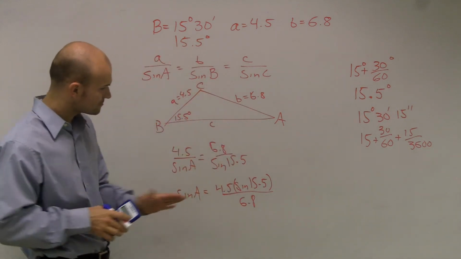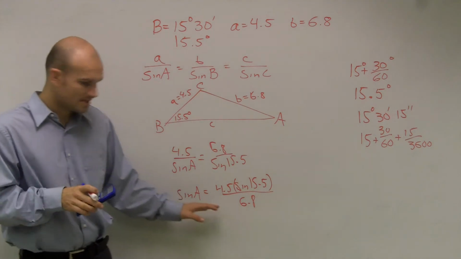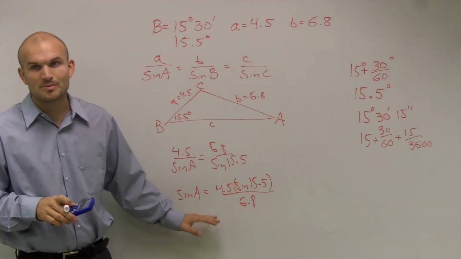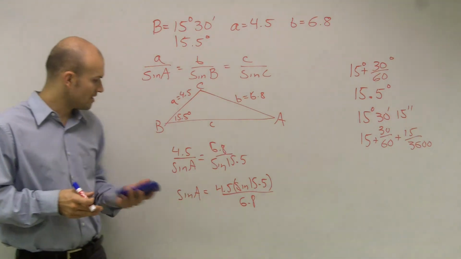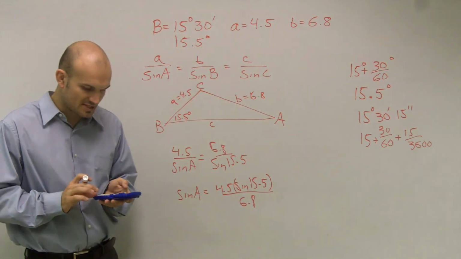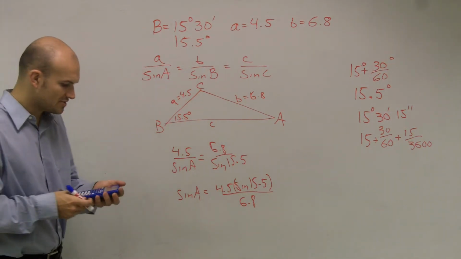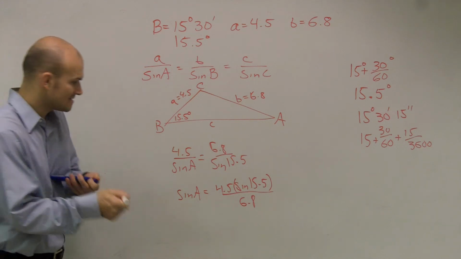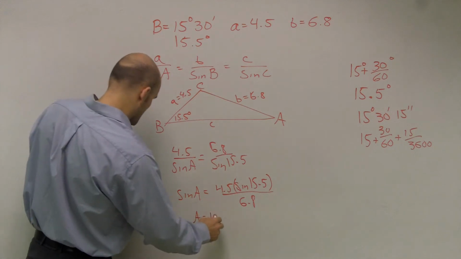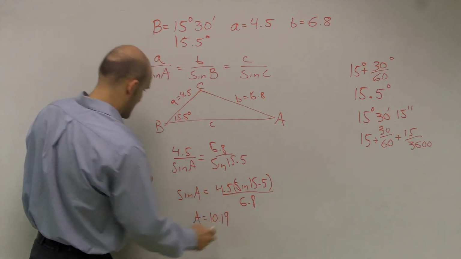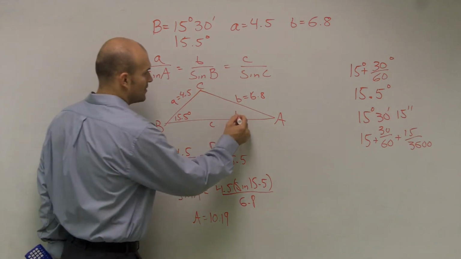You can write in that answer, but I prefer you just keep it in your calculator when solving these, because 0.1768 is not my angle. Remember, that's the sine of A equals 0.1768. To figure out my actual angle, I have to use the inverse sine of that answer. In my calculator, I'll do second answer, which gives me 10.19, rounded to the hundredth. So A equals 10.19.